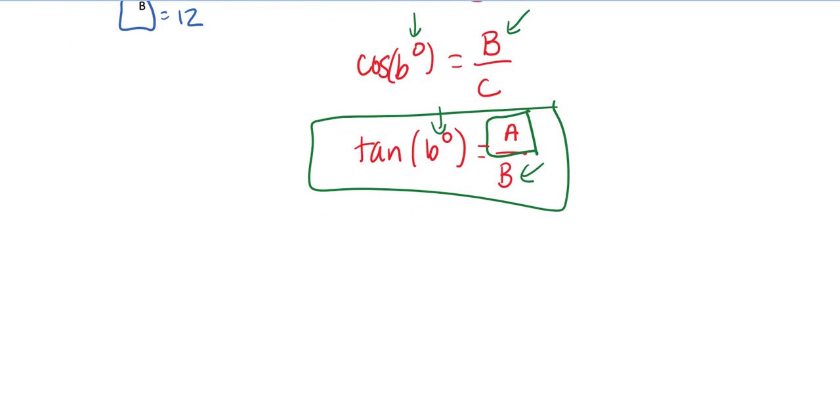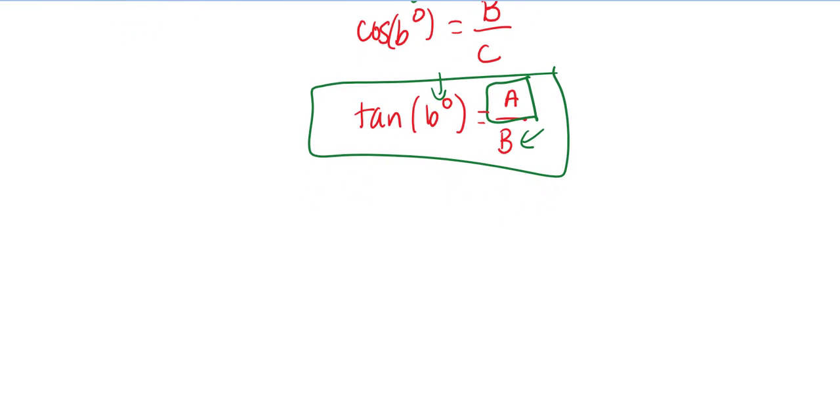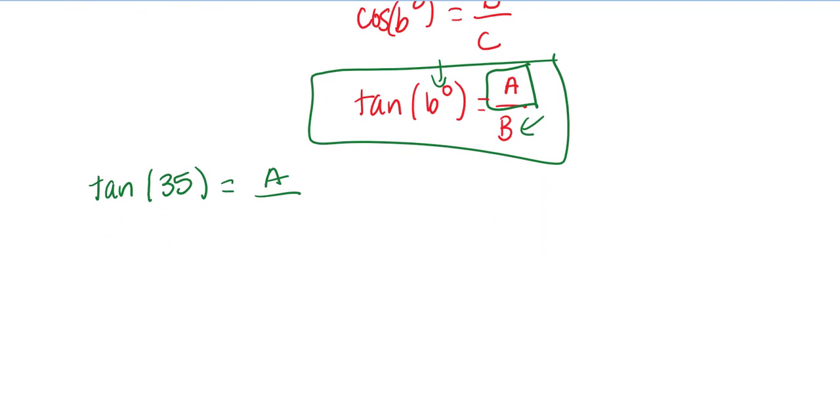We know that angle B is 35, so let's go ahead and put that in. The tangent of 35 degrees is equal to A over B, which is 12. Now let's go ahead and solve for A, because that's all we need to do now.